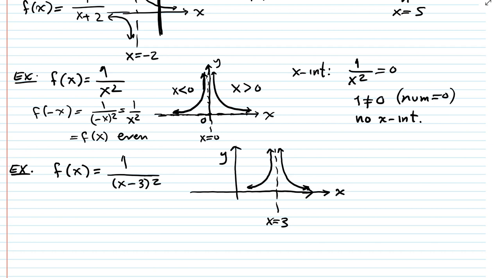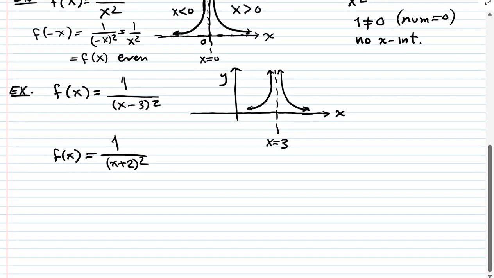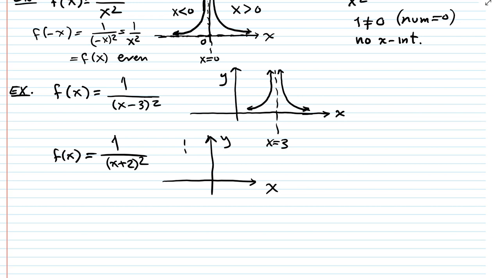And here's my x-axis. All right. Now, what if I have something like f of x equals 1 over x plus 2 squared? Again, this would be a transformation of the one above, only shifted to the left 2 units, right? So I'm going to go to the left 2 units, the vertical asymptote is x equals negative 2, and redraw.